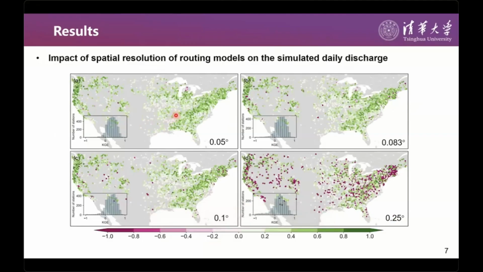We then compared the KGE of the daily discharge simulated by CaMa-Flood at different resolutions. It's evident that as the resolution increases, the simulated daily discharge becomes more accurate. The daily discharge simulated by the 25 km resolution CaMa-Flood is worse than that of the other three resolutions.